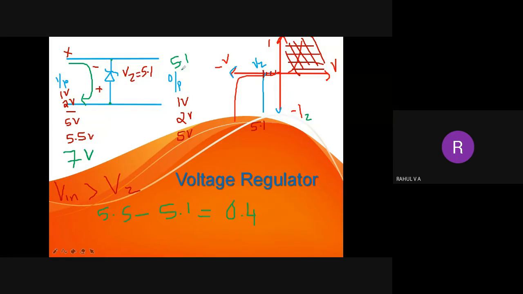So output will be 5.1 only if you are giving input 7 volt also. So 9 volt also if you are giving, the output will be 5.1. But what will happen if 9 volt is given? 9 minus 5.1, it is 3.9. That much voltage will be dropped across this Zener diode in the form of current flow.